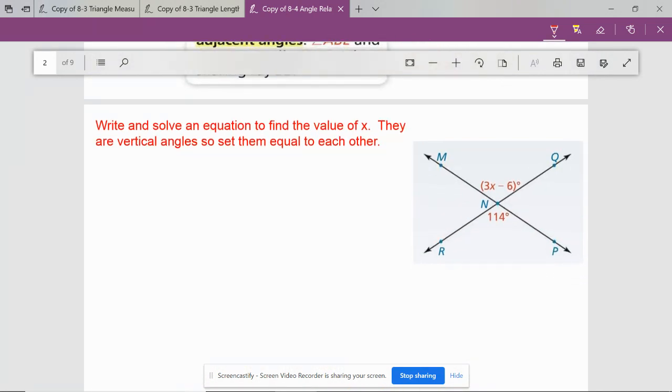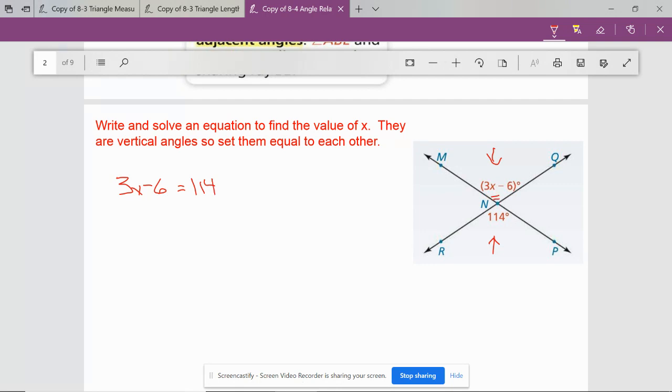So we're going to write and solve an equation. Find the value of x. They are vertical angles, so set them equal to each other. So these two angles, MNO and ROP, are going to be equal to each other. So we have 3x minus 6, that's their 1. That's going to be equal to its vertical angle, which is 114. So these two things are going to be equal.